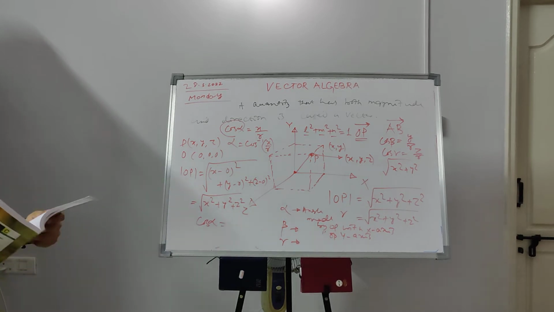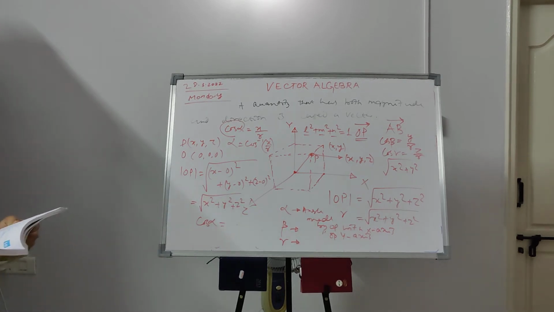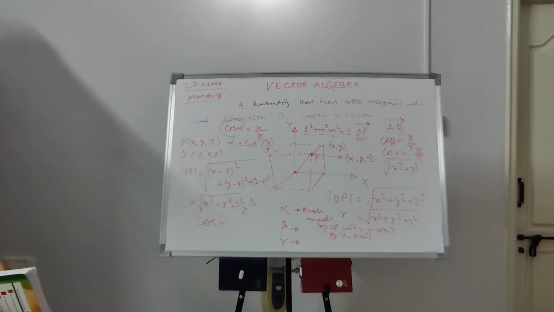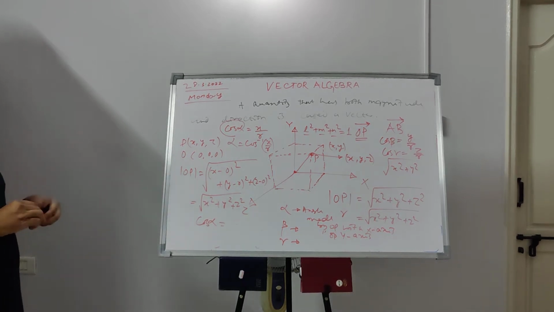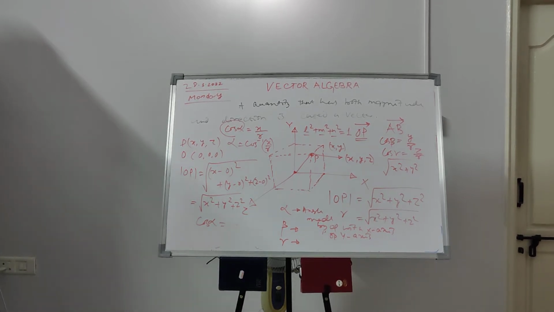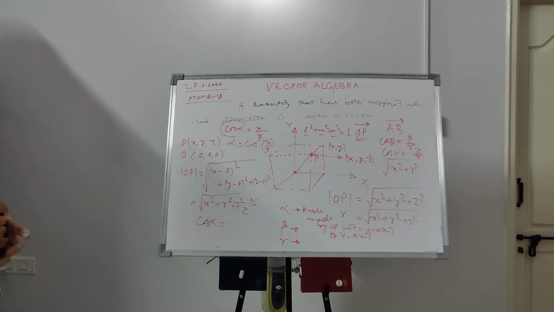So this is about the direction cosines. You need to remember that if there is a point in space x, y, z, we can use the distance formula, and the magnitude of that vector OP is equal to the square root of x square plus y square plus z square.